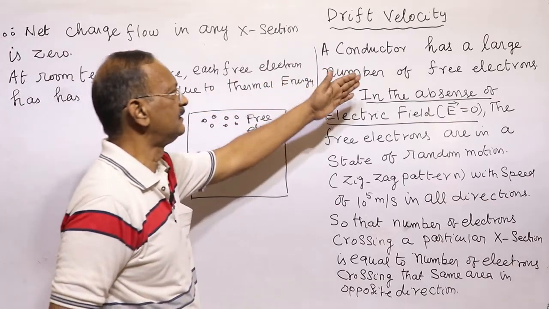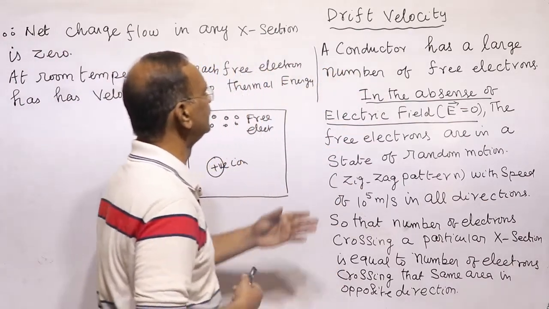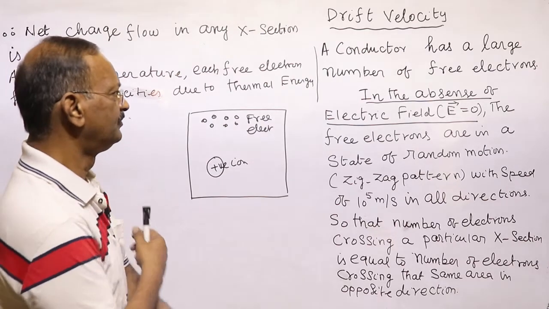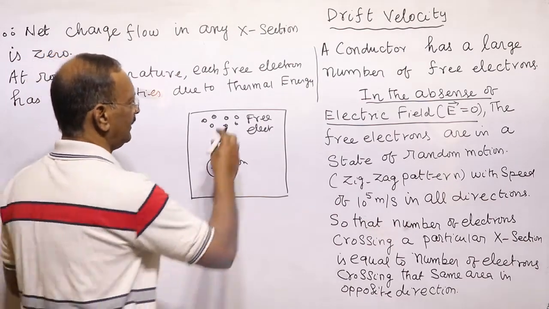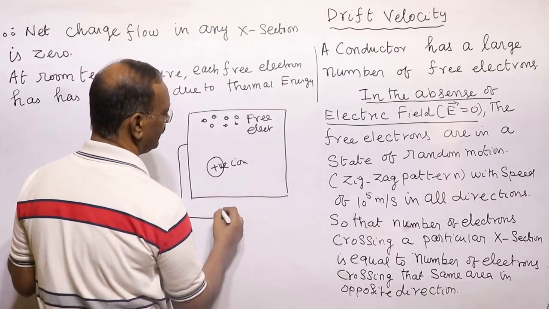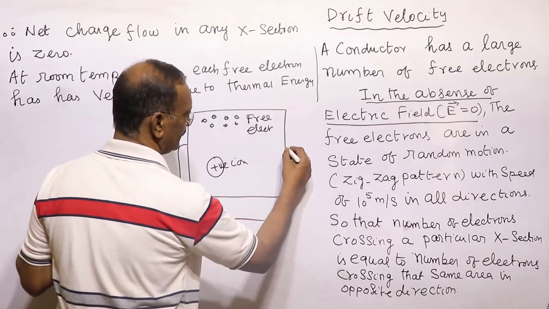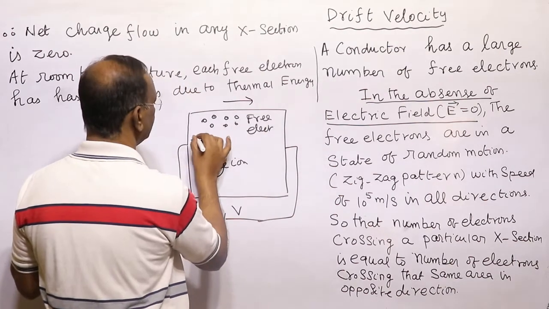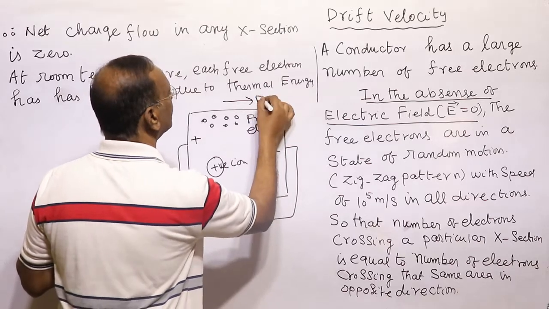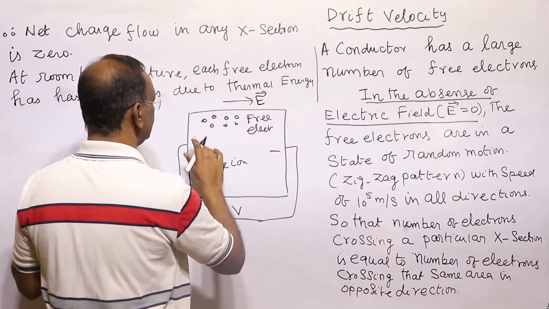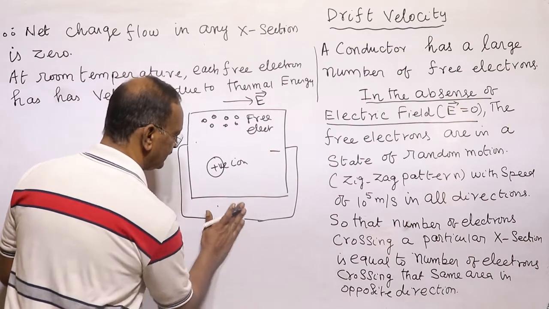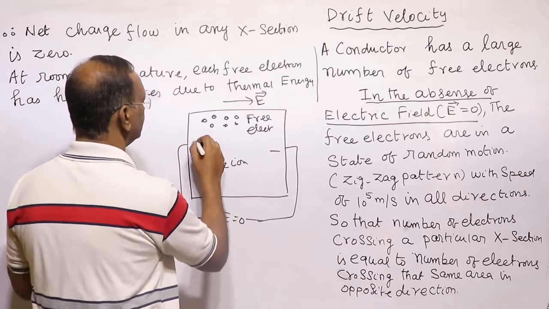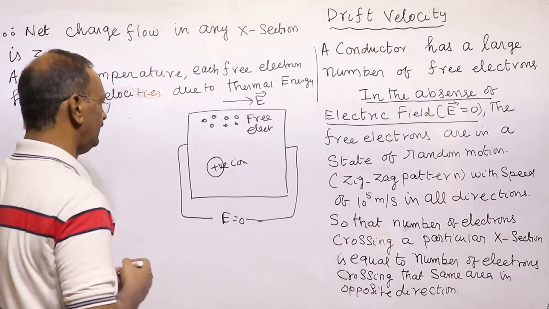So a conductor has a large number of free electrons, equal to 10 to the power 28 electrons per meter cube. This is in the absence of an electric field, it means we don't apply an electric field. If an electric field is applied, a potential difference, and this is the positive side, this will be the negative side, and the electric field will be in this direction. Since we don't apply any electric potential, that is E is equal to 0, the net positive or negative charge will not be there.